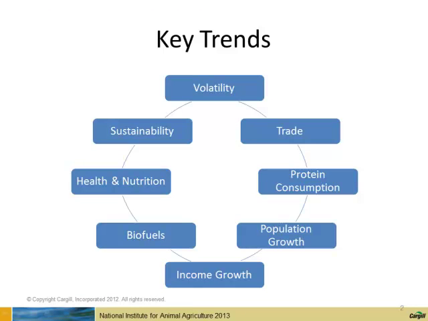So what are the key trends? I'll mention them and then we'll go through them. Volatility, sustainability, trade, protein consumption, health and nutrition, biofuels, population growth, income growth. That gives you an overview of what I'm going to talk about, and then I'll just take them in turn.